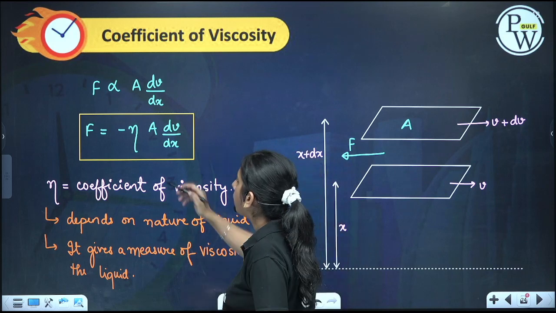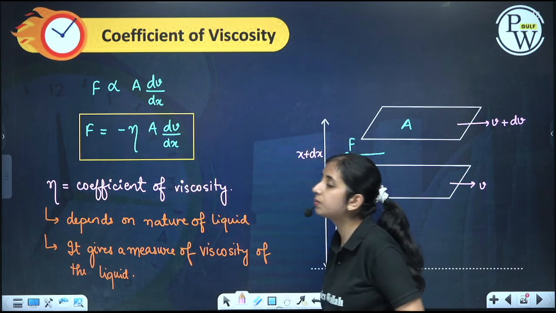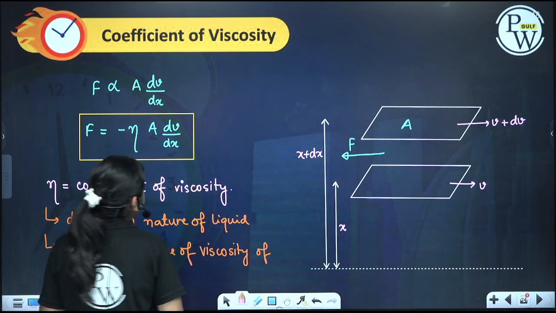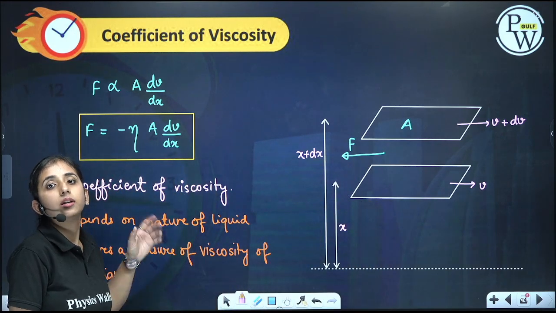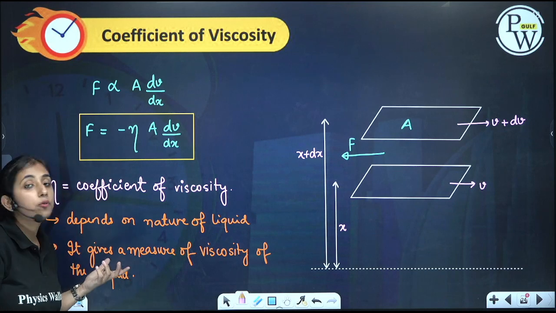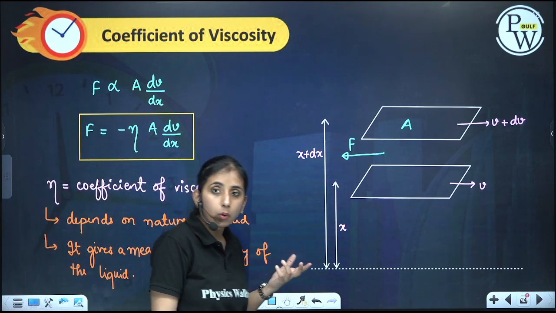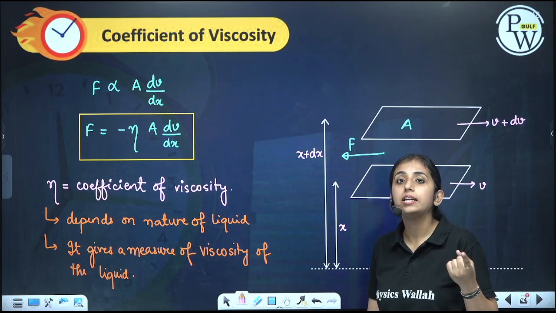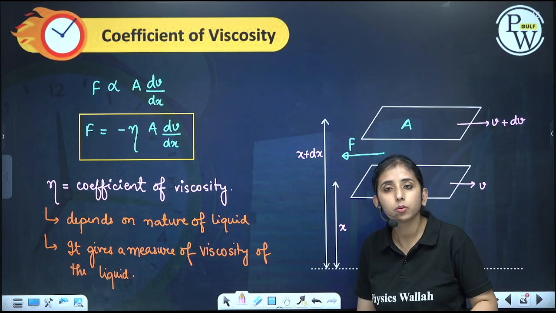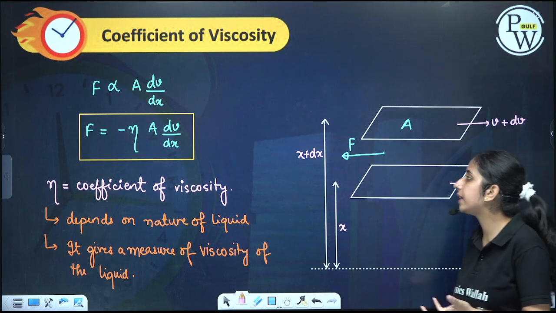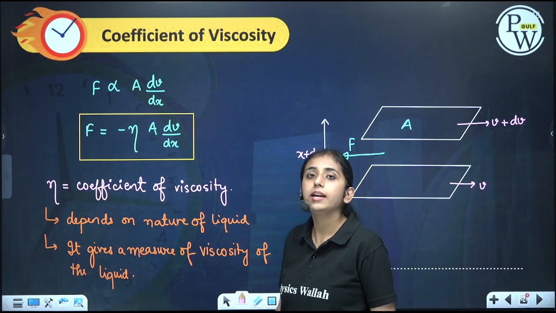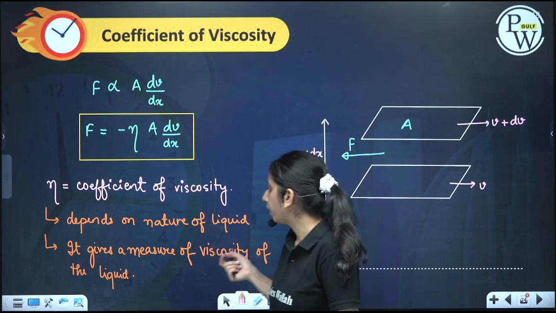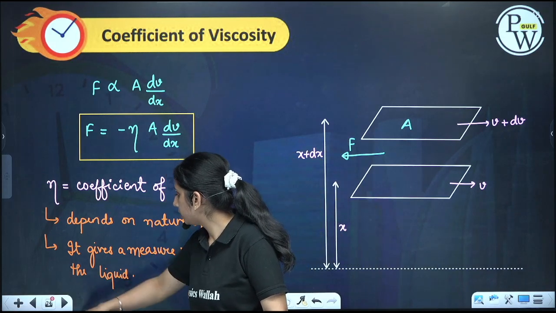If from here we want to write eta, eta will be force per unit area into dx by dv. From here we can find its dimensions as well as units. The SI unit of eta is the Poiseuille or decapoise, and Poise is its CGS unit. So 1 Poiseuille is equal to 1 decapoise, that is 10 poise. We can say the SI unit is the Poiseuille, and it is equal to 1 Newton second per meter square. You can get it from this.